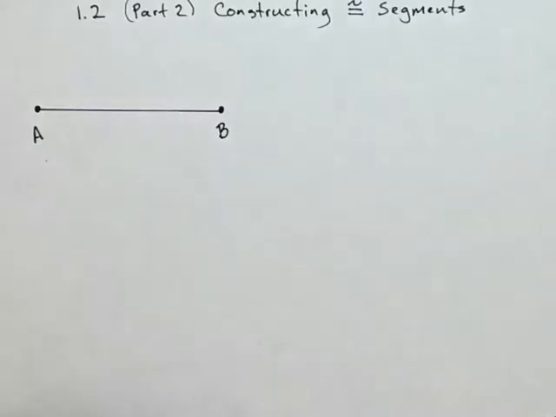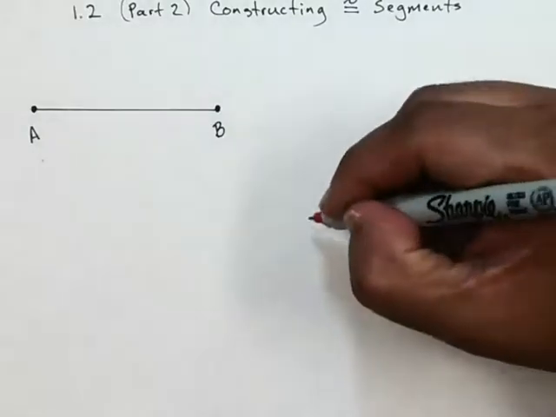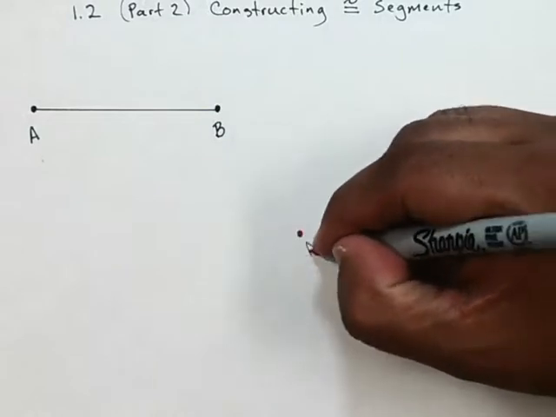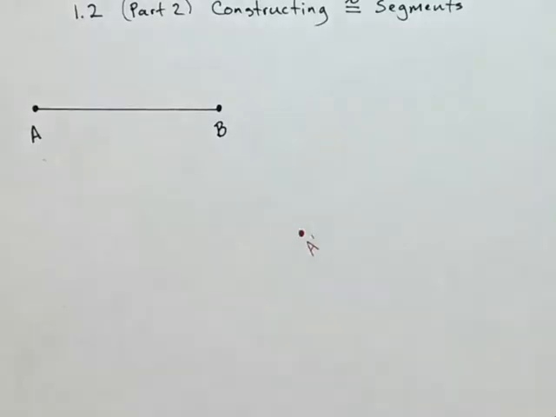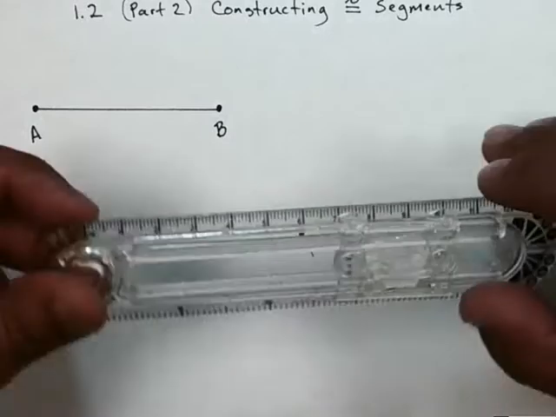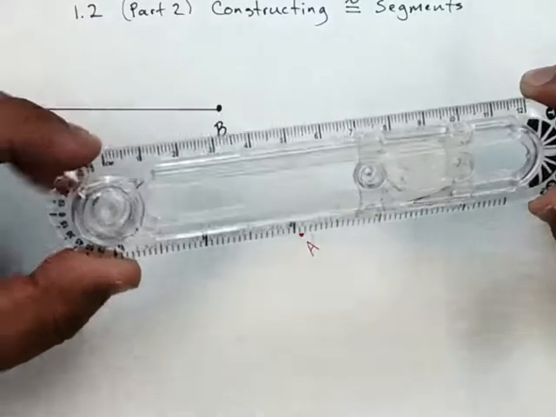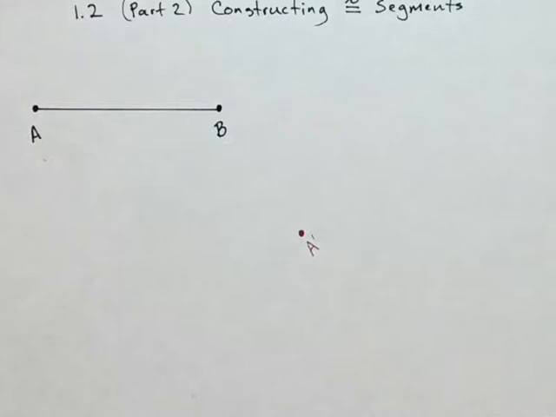So that being said, here's what I'm going to do. I'm going to first start by making some point, and we're going to call this A prime. Then I'm going to show you 2 different ways to do this. I'm going to show you using this type of compass, and then I'm going to show you using an actual compass that you're used to seeing. So here's what we do.